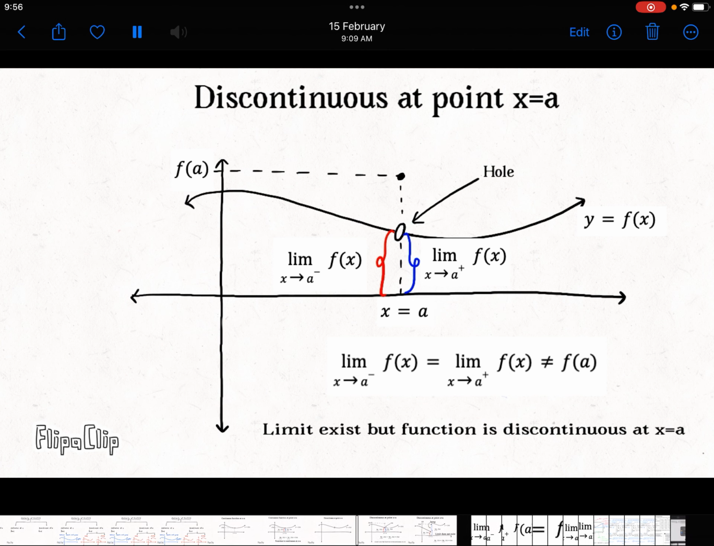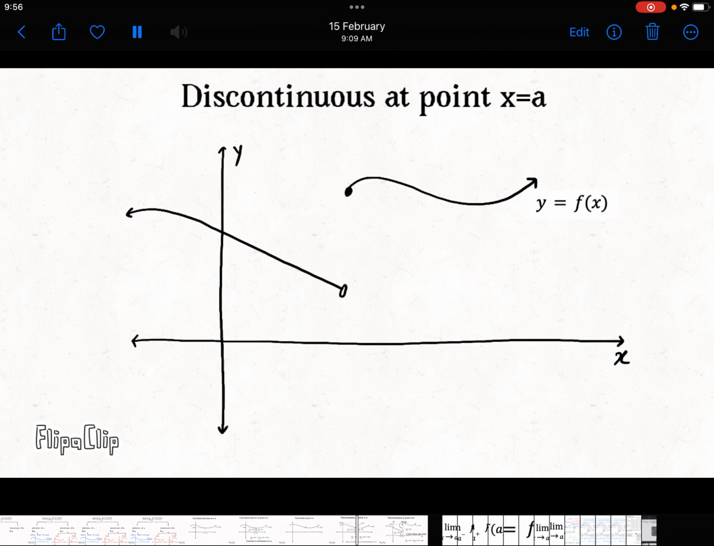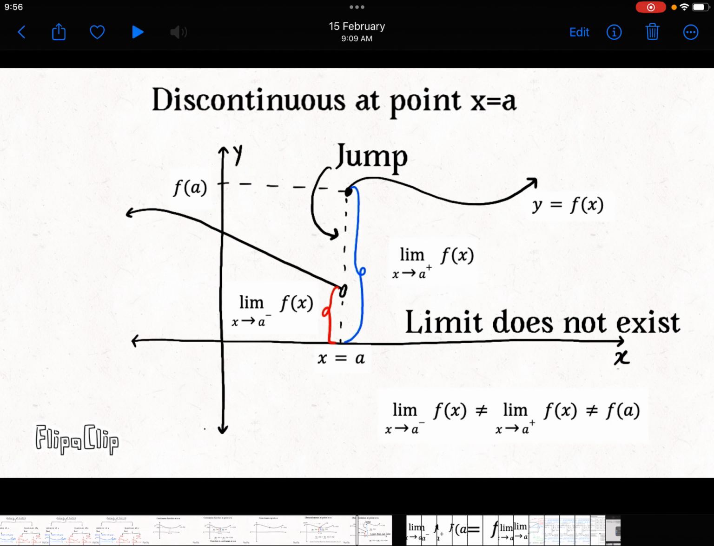Let's check out what a jump is. A jump discontinuity is when the limit as x tends towards a from the left hand side is not equal to the limit as x tends towards a from the right hand side. So here you can see, because of the jump, red is not equal to the blue one, and neither does the limit exist nor is the function continuous.